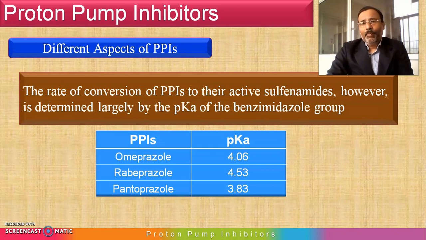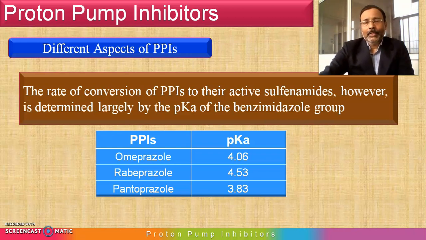The rate of conversion of proton pump inhibitors to their active sulfonamide. Why am I saying active? Because they show the action as it is a product. This is determined largely by the pKa values of the benzimidazole group. Here I mentioned some pKa values of some examples: omeprazole showing a pKa value of 4.06, rabeprazole 4.53, then pantoprazole 3.83. So pantoprazole has the lowest pKa value compared to the other proton pump inhibitors.